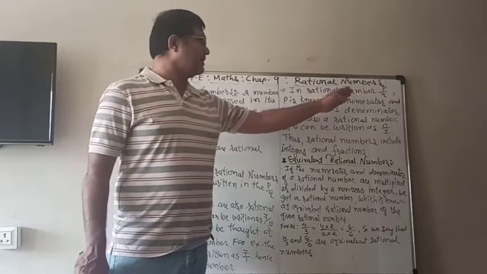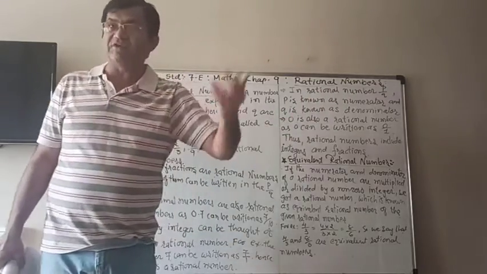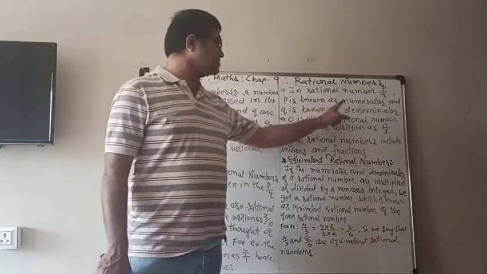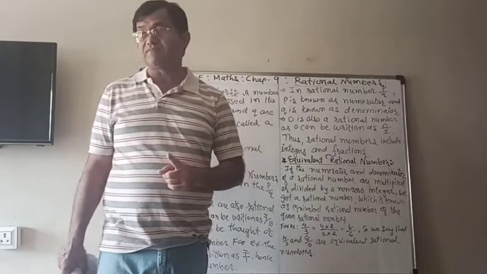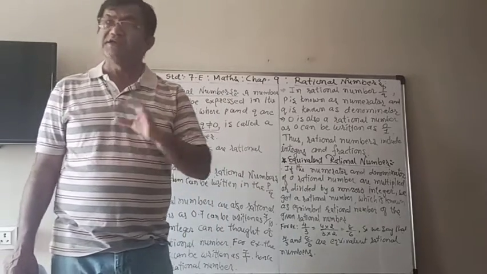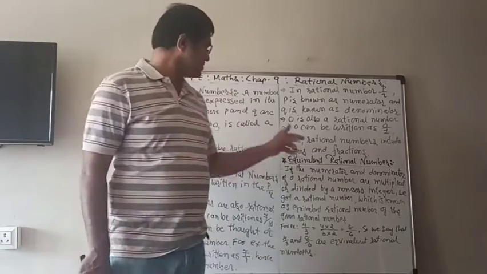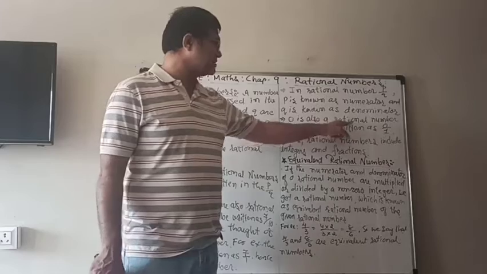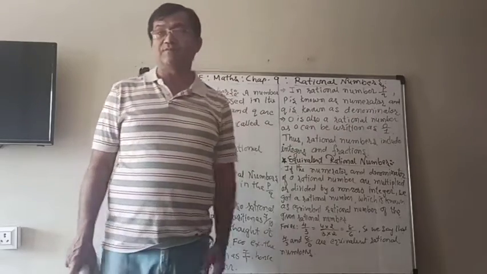Now in a rational number p by q, p is known as the numerator, same as in fractions. So p is known as the numerator and q is known as the denominator. And as we saw, what about 0? Is 0 a rational number? Yes, because 0 can be written as 0 upon 1.